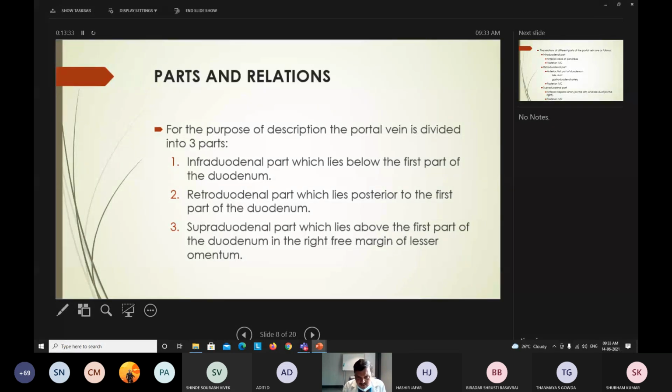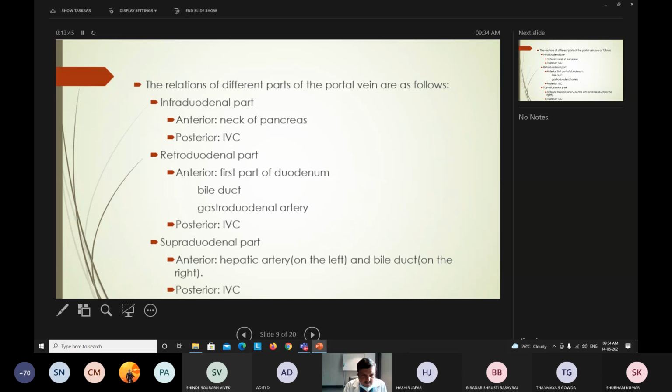The infraduodenal part lies below the first part of the duodenum. Retro means it lies posterior to the first part of the duodenum. Supra means it lies above the first part of the duodenum in the right free margin of the lesser omentum. Now, relations of different parts of the portal vein are as follows.